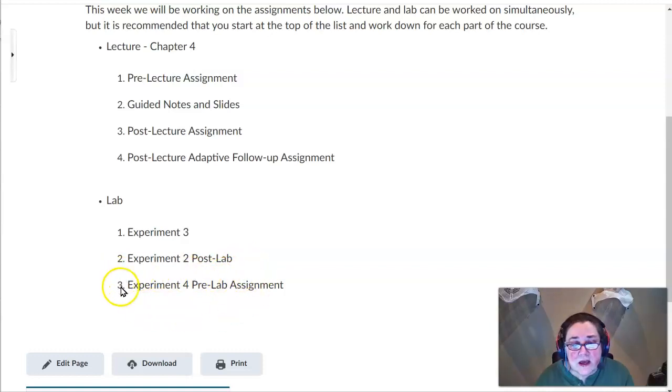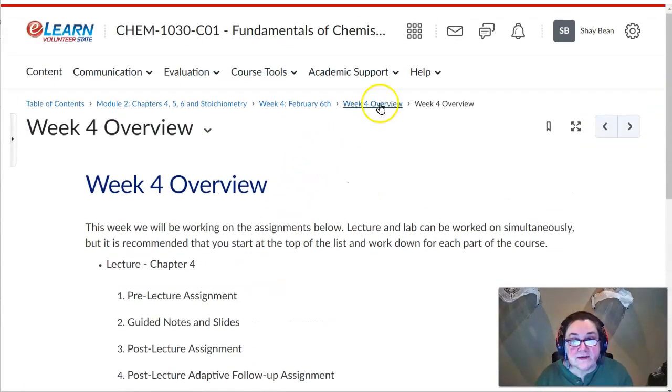By the end of the week, you will have an experiment 4 pre-lab assignment due. And experiment 4, which we're doing next week, goes hand in hand with the material you're learning in the lecture material this week and next. So by the end of the week, when you begin working on your experiment 4 pre-lab assignment, it's going to tie in nicely with our chapter 4 material. So that's good.